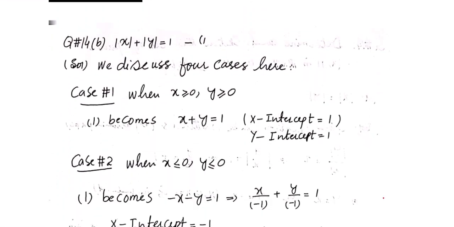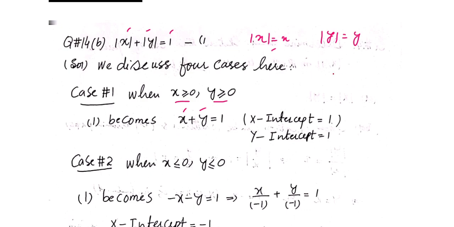Next we move towards 14b. 14b is |x| + |y| = 1. We discuss 4 cases here. When x is greater than or equal to 0 and y is greater than or equal to 0, then, as x is greater than or equal to 0, by the definition of absolute value, |x| = x. Similarly, |y| = y when y is greater than or equal to 0. So the equation can be written as x + y = 1.